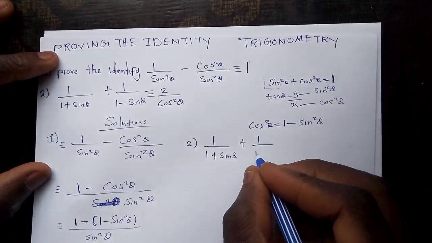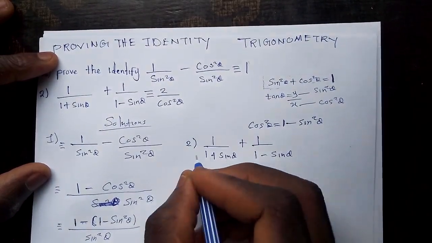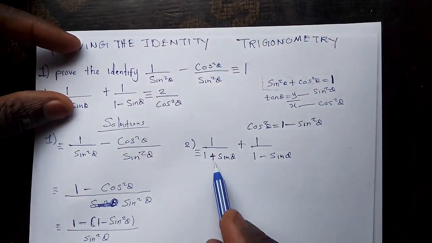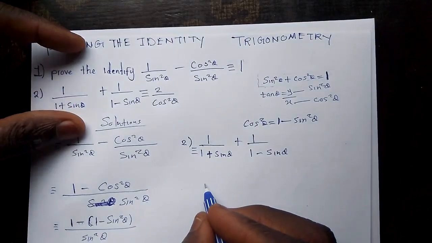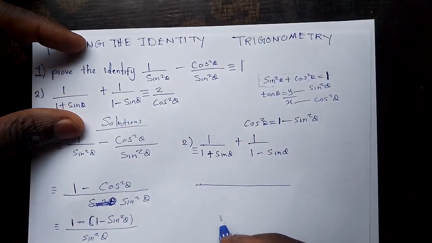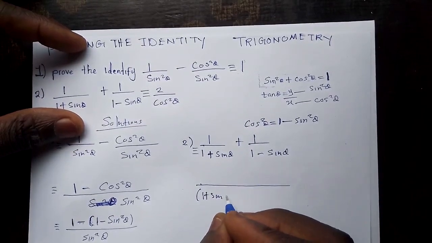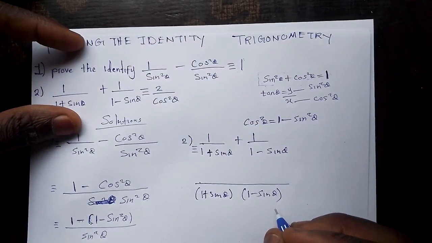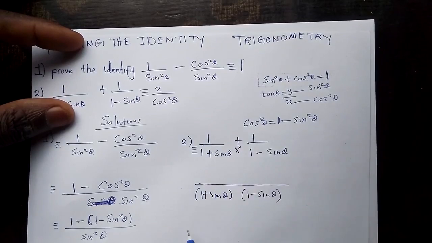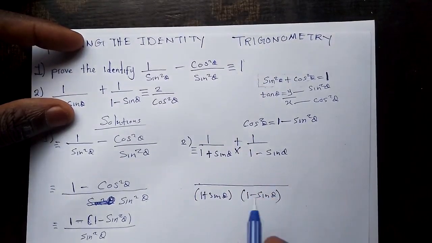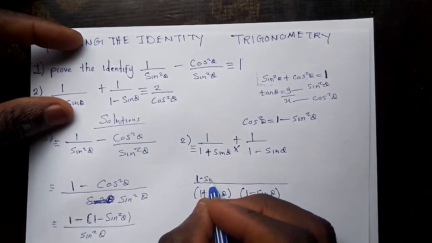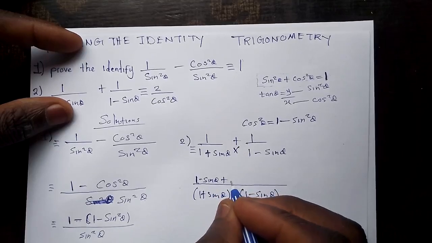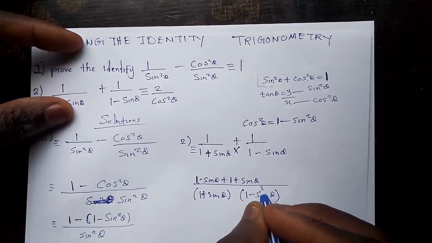So 1 over 1 minus sine theta. What I'm going to do here is look for the common denominator. As you can see, we have plus here and minus there, so I'm going to take both of them, which is 1 plus sine theta and also 1 minus sine theta. Then I'm going to cross multiply. 1 multiplied by 1 minus sine theta, I'm going to get 1 minus sine theta. Then 1 multiplied by 1 plus sine theta, I'm going to get 1 plus sine theta.